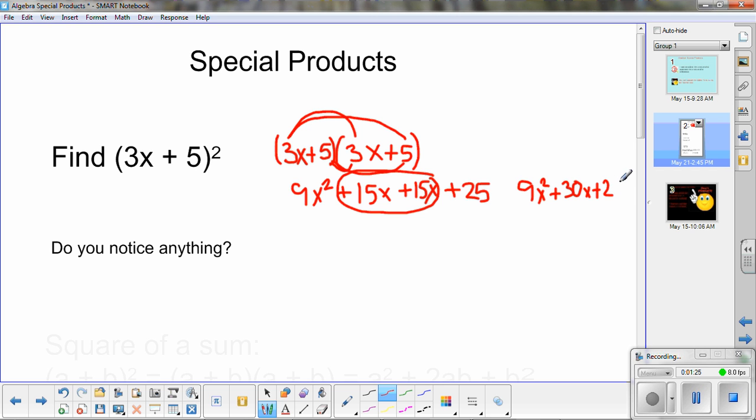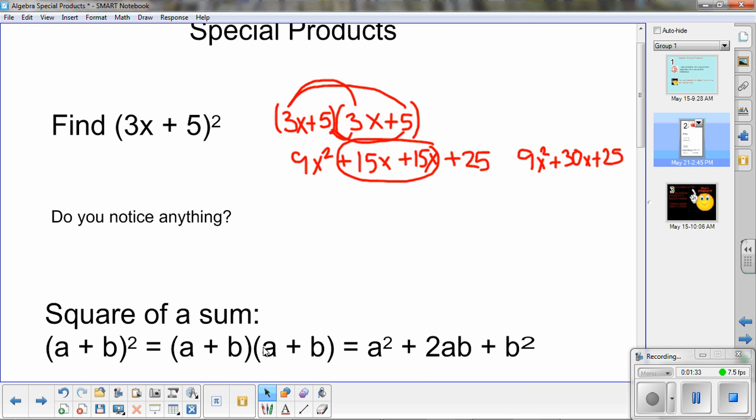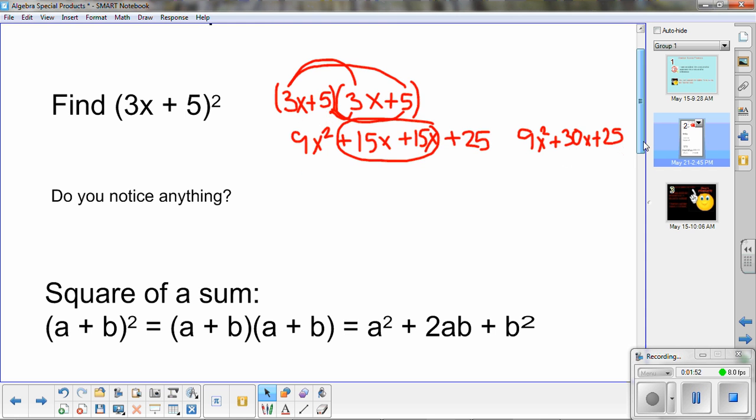Now, do you notice anything about what we started with and what we ended up with? What you should notice is that this first term is this piece squared, and the last term is this piece squared, and the middle term is taking these two, multiplying them together, and then doubling them. In other words, the quantity a plus b squared is equal to a squared plus 2 times a times b, plus b squared.